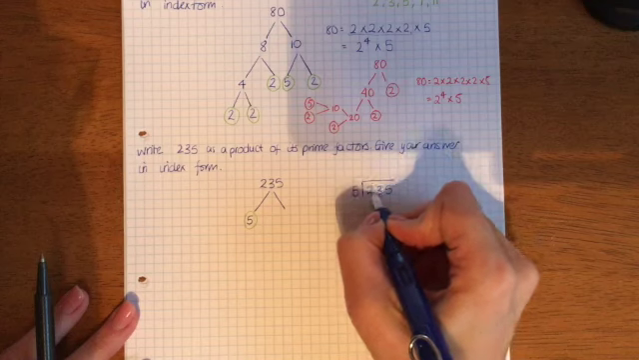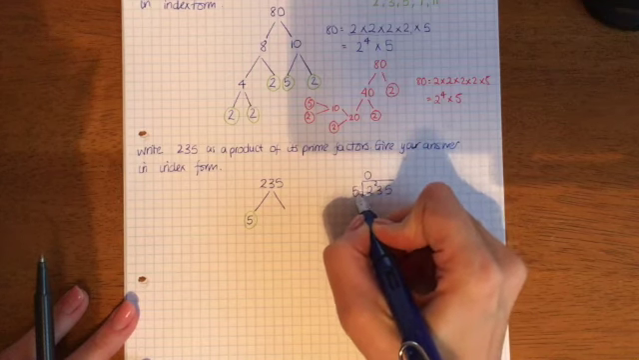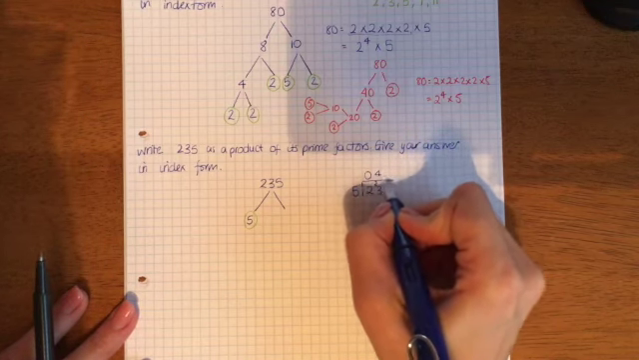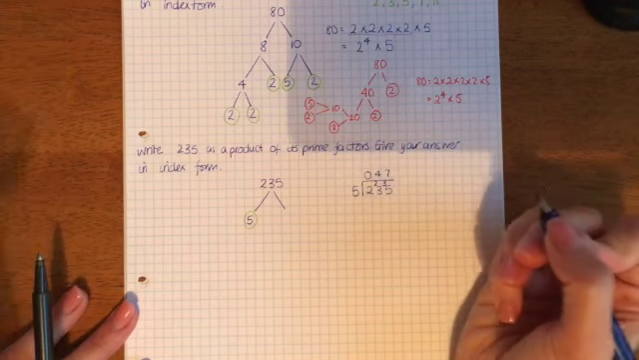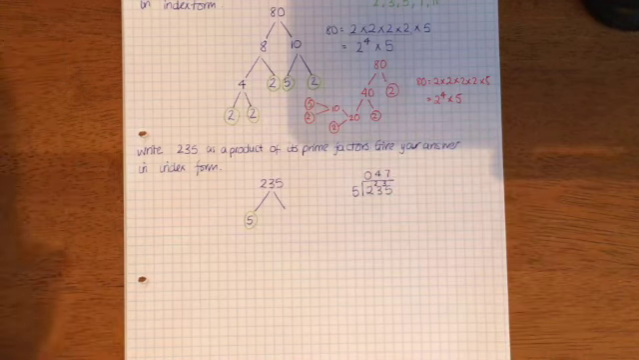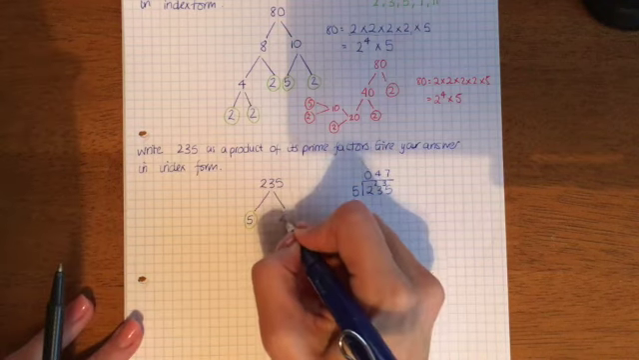So 5 into 2 doesn't go, so I carry the 2. 5 into 23 goes 4 times, carry the 3. And 5 into 35 goes 7 times. So I've got 47.